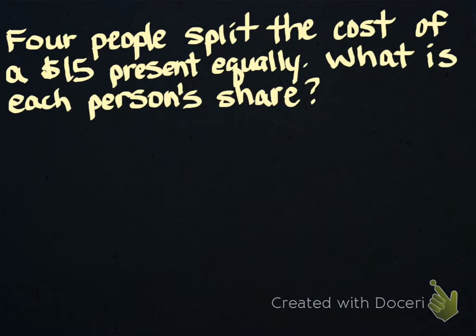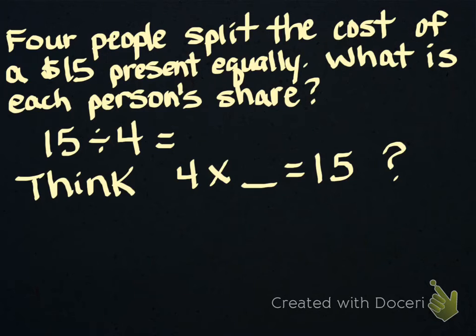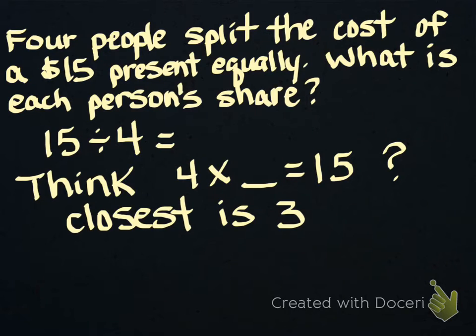Here's our next one. 4 people split the cost of a $15 present equally. What is each person's share? So this one has to do with money. So we might not use a fraction in this case. Our problem would be 15 divided by 4. And I like to think of it as multiplication. 4 times something is not going to give me 15, but it'll give me something close to that. The closest is 3. 3 times 4 would give me 12. So I'm going to have a remainder of 3.